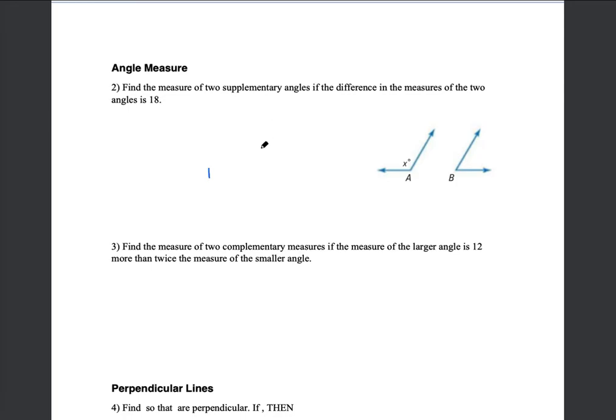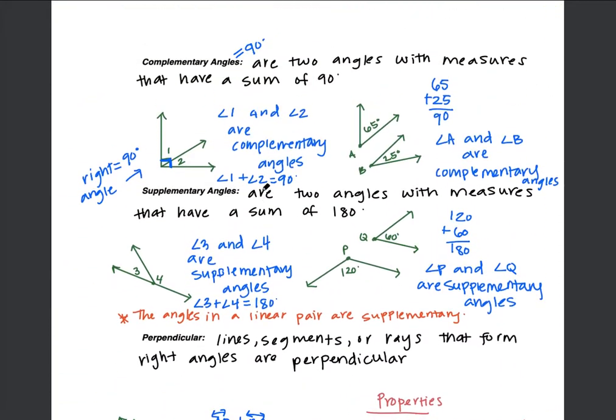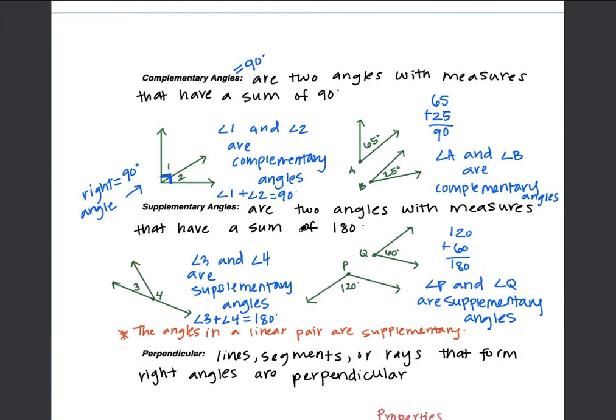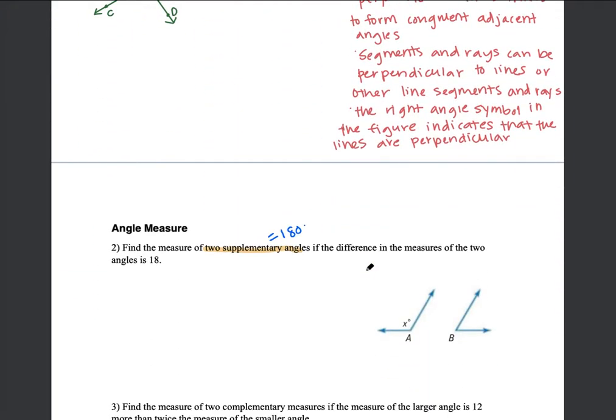So find the measure of supplementary angles. They tell us right off the bat that we have supplementary angles. I'm going to highlight that we have two supplementary angles. Well, what does supplementary mean again? Supplementary means that the angles added together equal 180 degrees. If we look back, supplementary means that the two angles added together form 180 degrees.